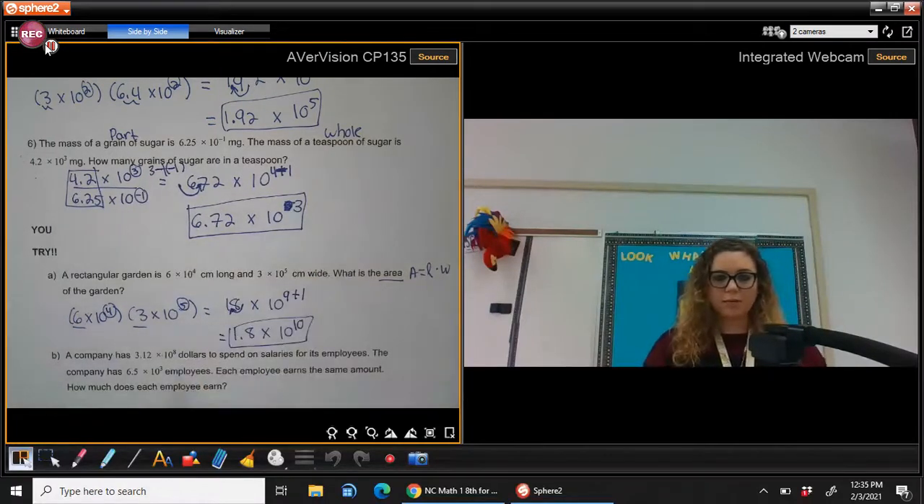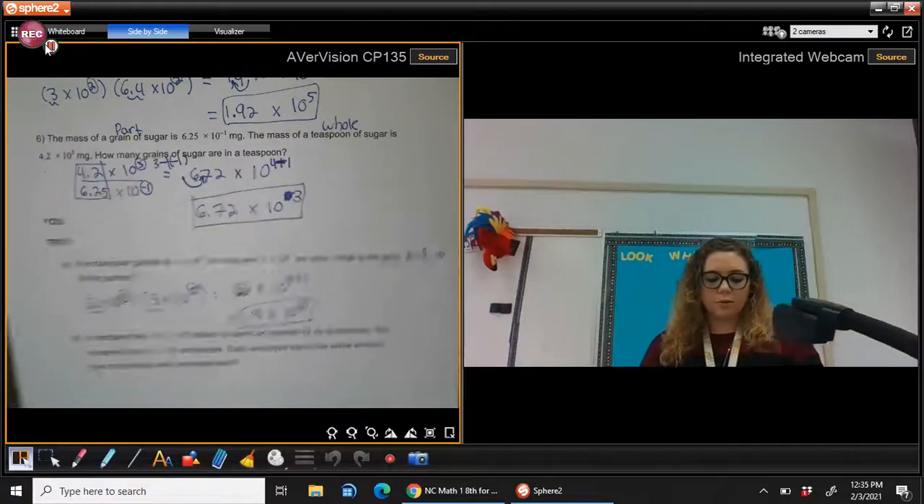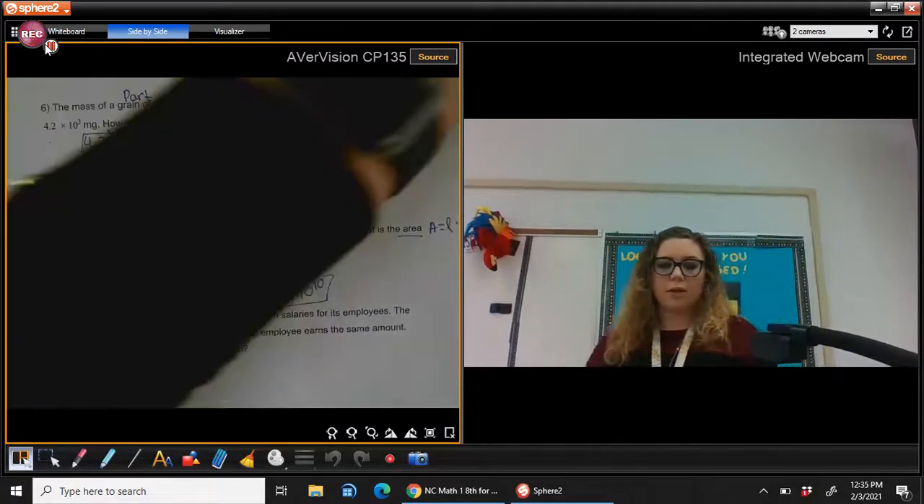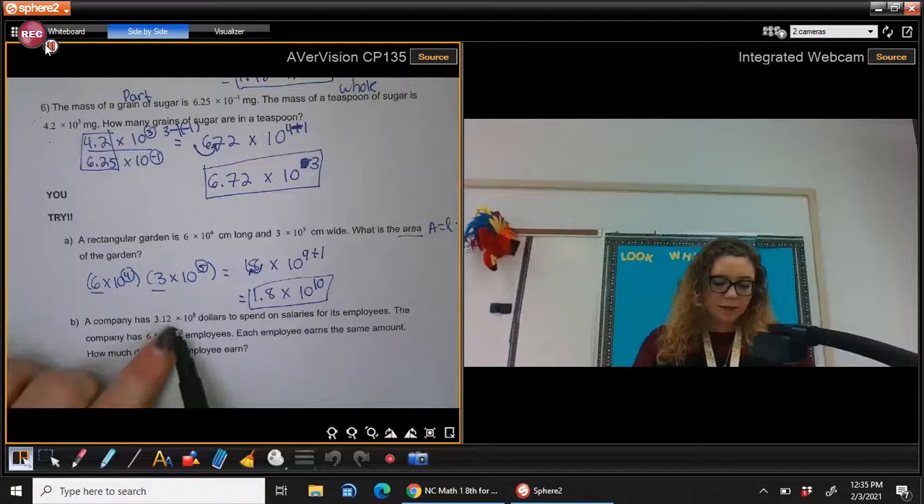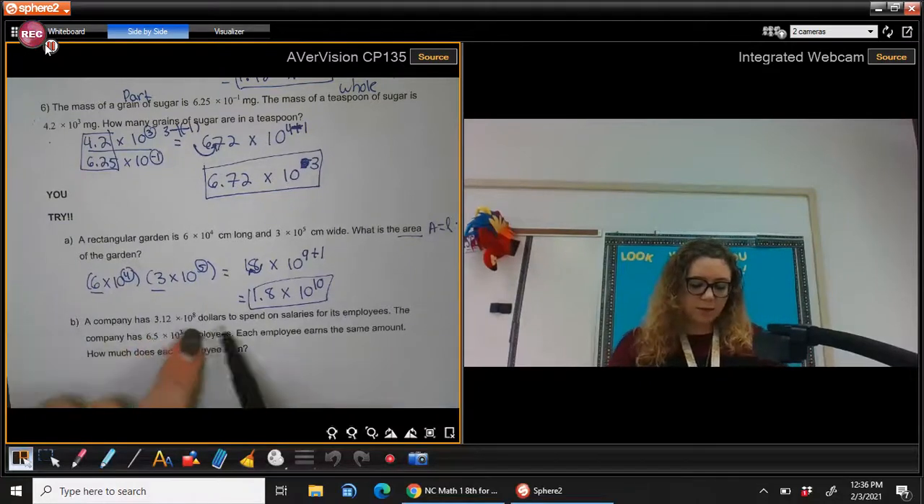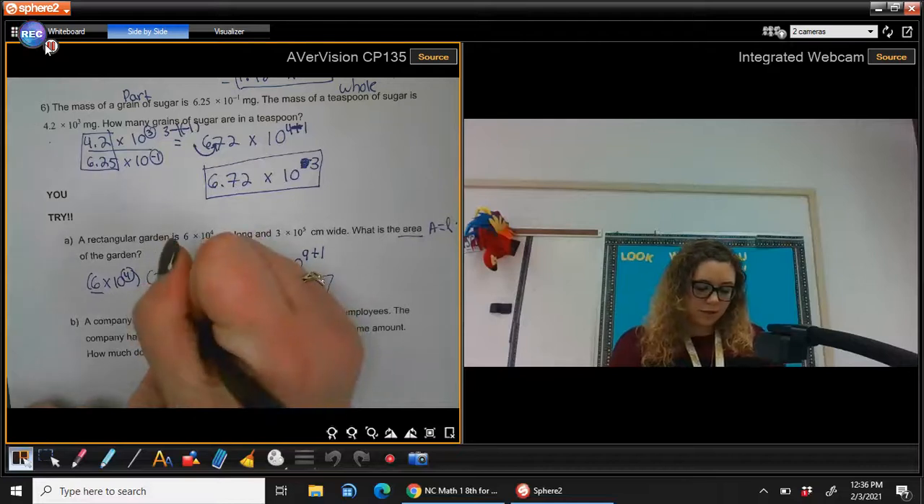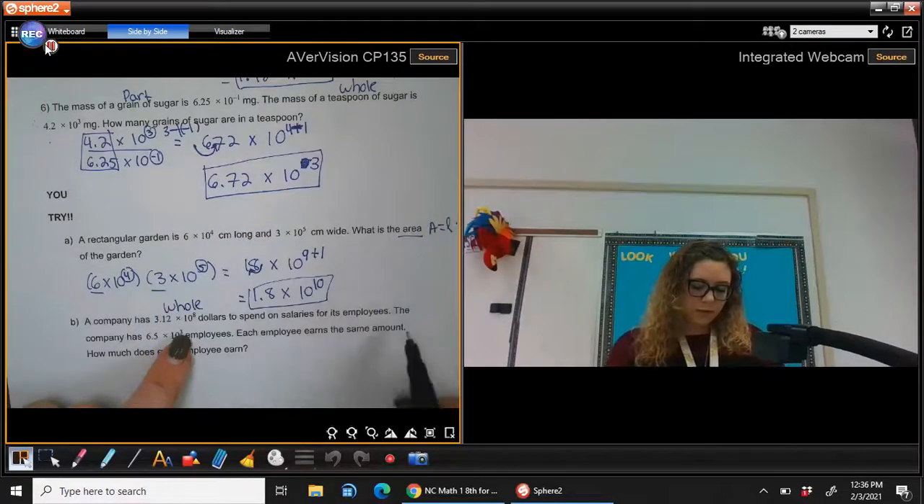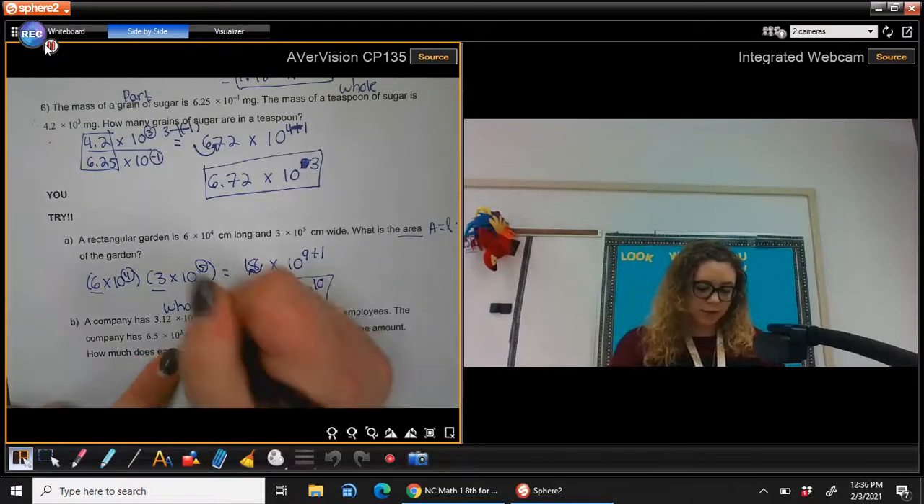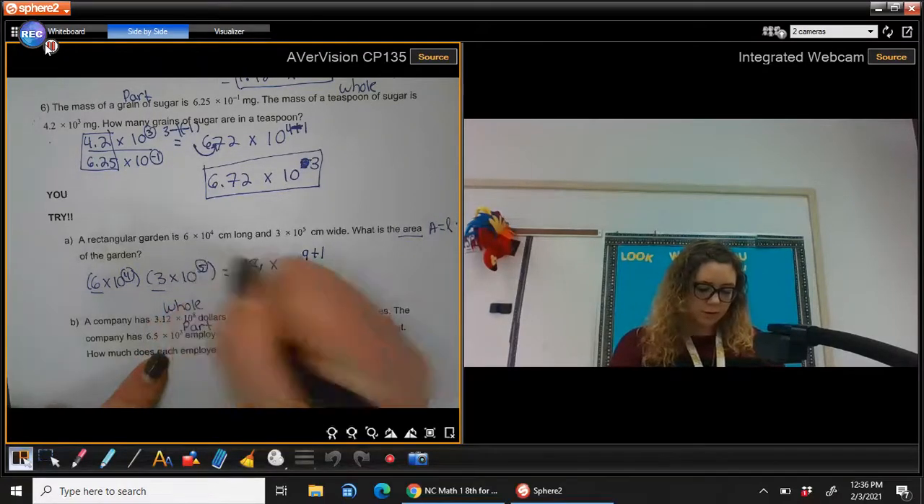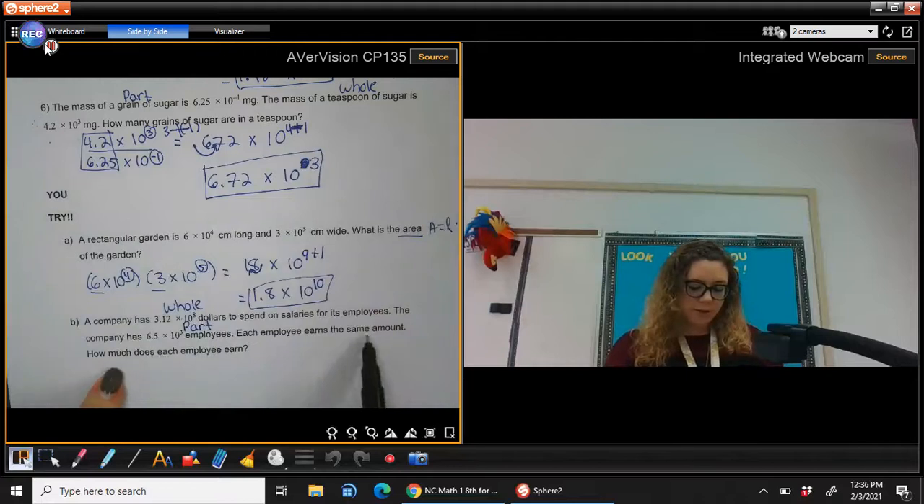And this last one. A company has 3.12 times 10 to the 8th dollars to spend on salaries for its employees. The company has 6.5 times 10 to the third employees. Each employee earns the same amount. How much does each employee earn?